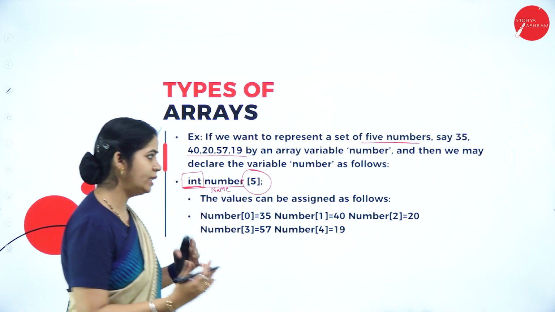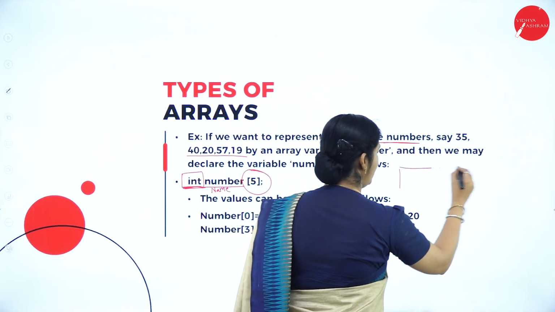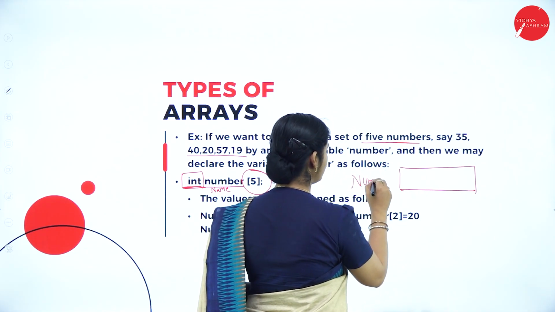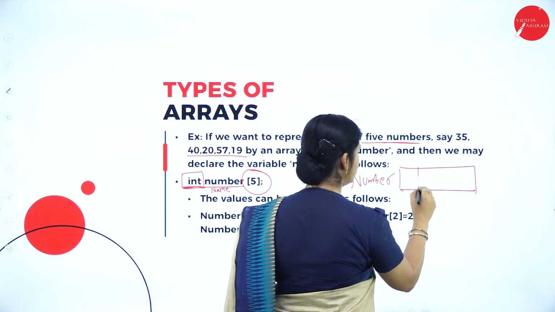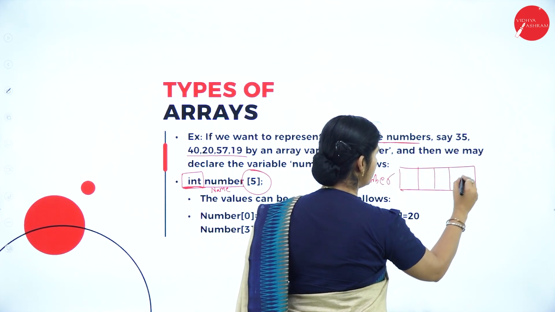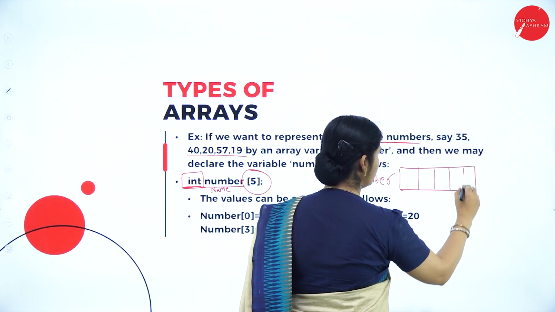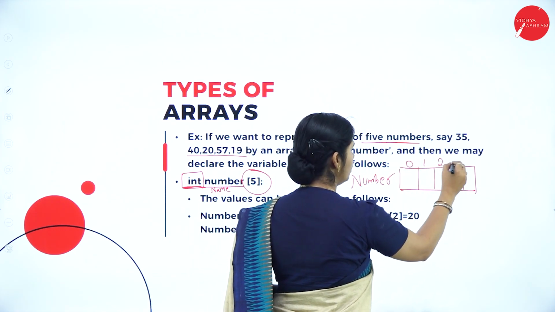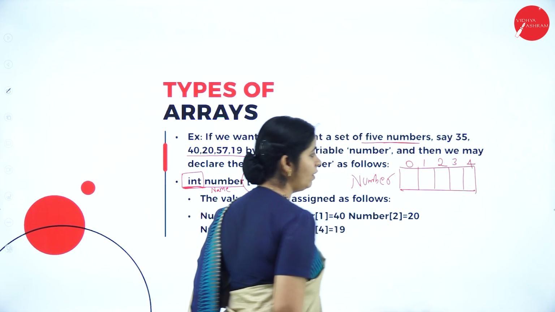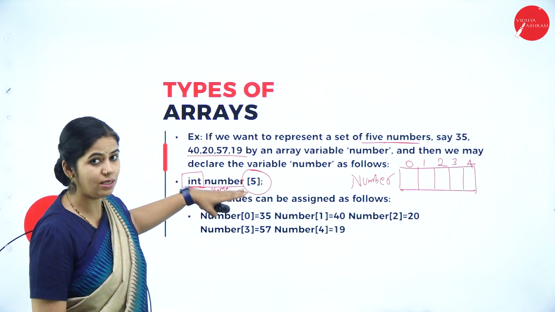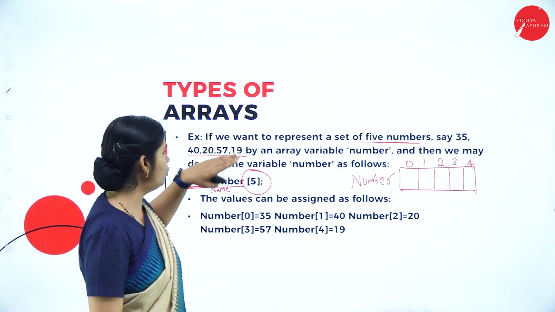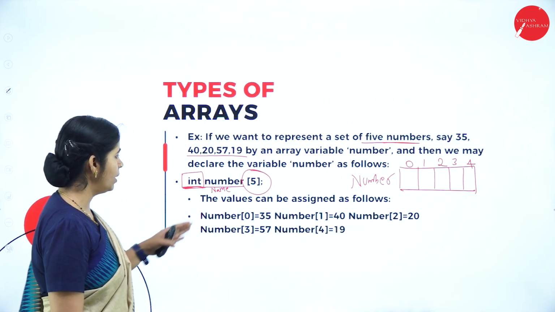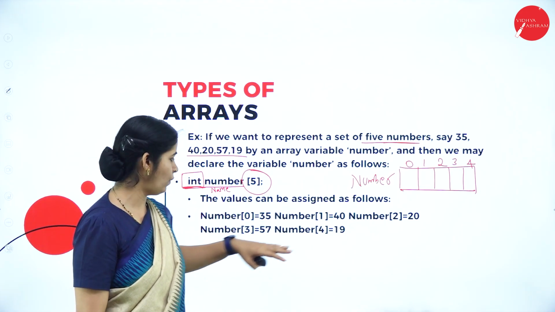Now we have created one memory location, say array number, with 5 values, that is, index starting with 0, 1, 2, 3 and 4. We have created this using this statement. Now we have to put the values for each block or each element. The value can be assigned as follows.